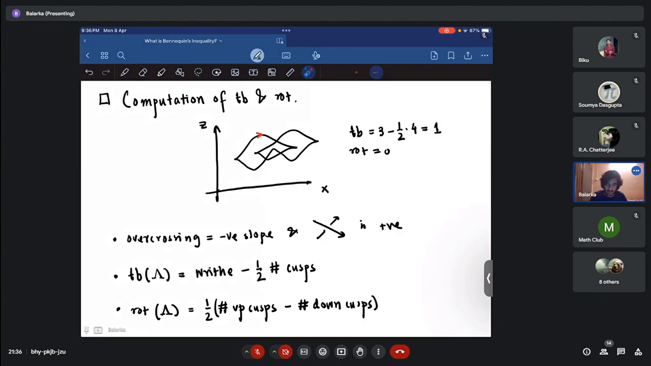The Thurston-Bennequin number is 1. And the rotation number we will compute. This is up, this is down, this is up, this is down. So we have 2 downs and 2 ups. So 2 minus 2 is equal to 0. That's the rotation number. Okay. Is that clear? Has everyone understood what this is? Yeah. Okay, perfect.